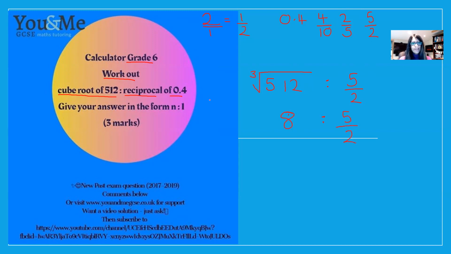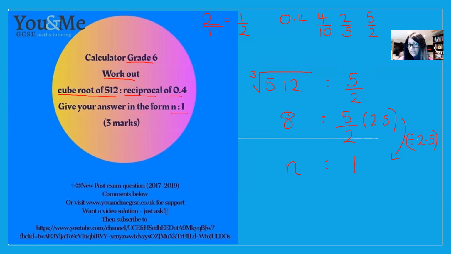Now the question says, give your answer in the form n to 1. So instead of 8, I want n, and I want a number there. Instead of 5/2 or 2.5, I want 1. So this is the key side I'm looking at. How do I get from 2.5 to 1? Well, to get to 1, I just divide by itself. So I'm dividing by 2.5.